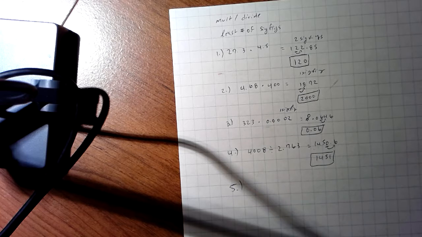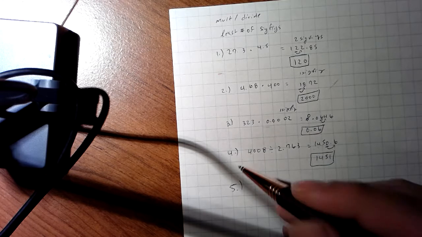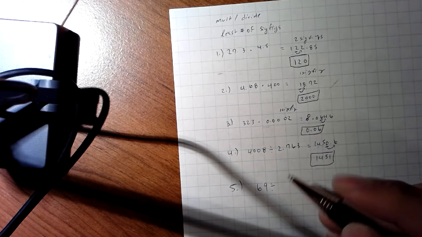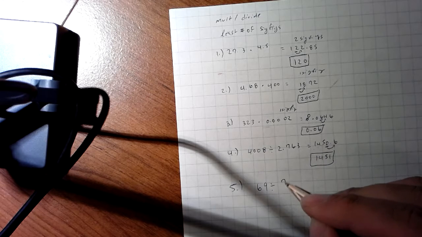Alright, I got number 5. That is 69 divided by 7.0.